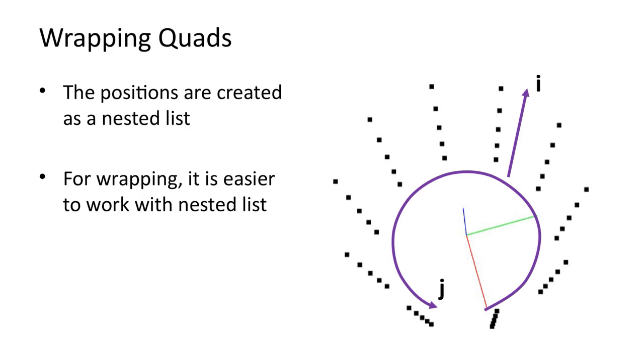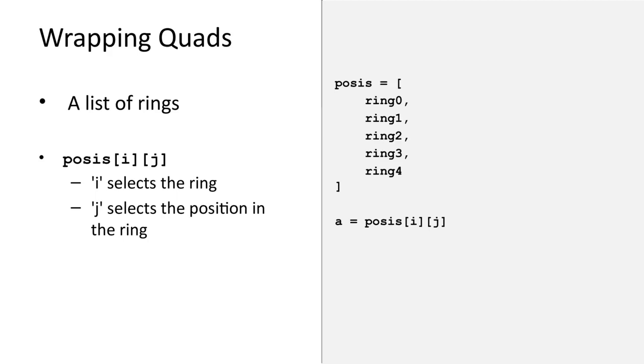Creating patterns that wrap tends to be easier with nested lists. So in this case, we use a nested list, consisting of a list of rings. The code shows the nested list structure. To extract a position out of the list, 2 indices are required. Note that for wrapping, it is the J index that is important. The last quad in the ring will need to wrap from J equals 9 to J equals 0.